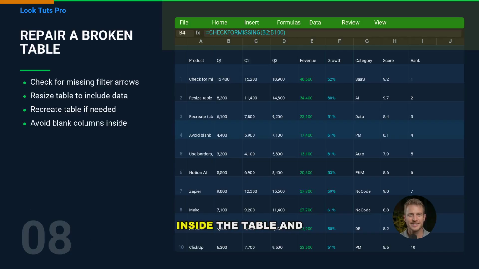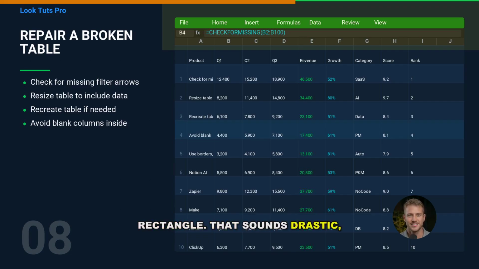First, click inside the table and check whether all columns you expect have the table styling and filter arrows. If a column is missing those, it's probably outside the table. Then use the table resize command to include the missing columns or rows. If the table is badly broken, another reliable method is to convert the table to a normal range, then recreate the table from scratch on the correct rectangle. That sounds drastic, but it often fixes weird edge cases.